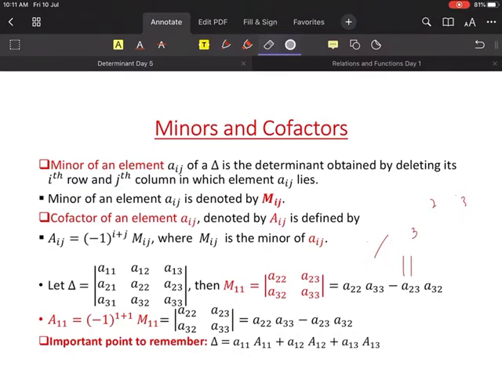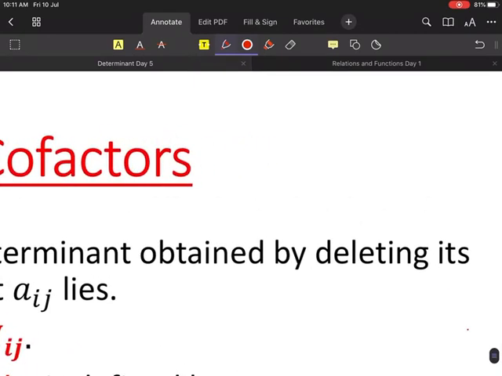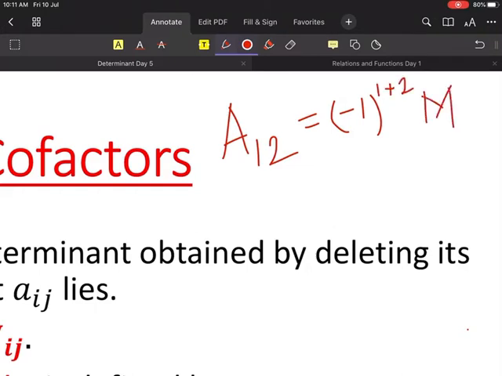Okay, let's explain. What does it say? Suppose I am finding the cofactor of A12. It will be written as capital A12. Cofactor of A12 will be minus 1 to the power i plus j, right? It will be 1 plus 2, times M12. And what is M12? It is the minor of A12. Understood? Am I clear? Yes or no?